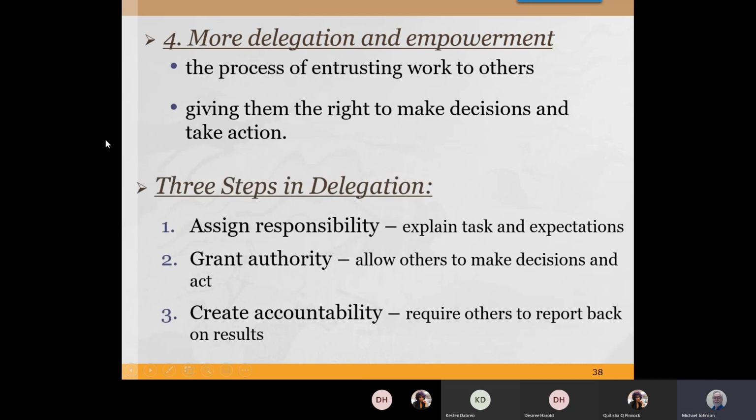There are 3 steps to delegation. Please remember the 3 steps. Assign the responsibility. Again, make sure that they understand what the ramifications are, what the expectations are. Grant authority for them to make the decisions. You still probably will want to make the, let's say, large decisions, should there be any, but minor decisions, just go ahead and do it. Get it done. And also create accountability. Require others to report back on whatever results need to be achieved. So these are things you definitely want to make sure are taking place.